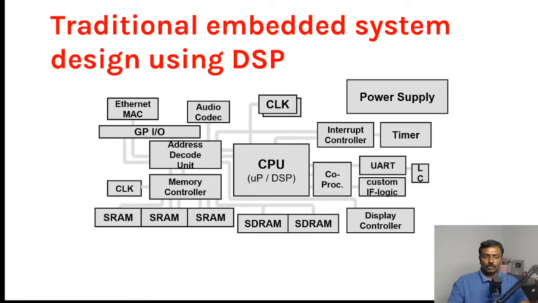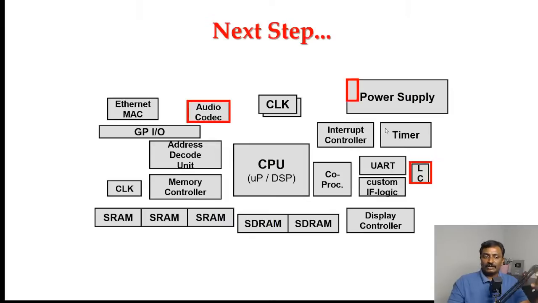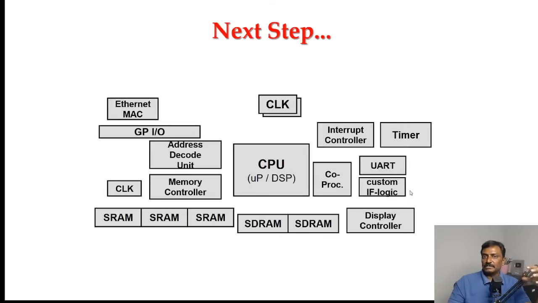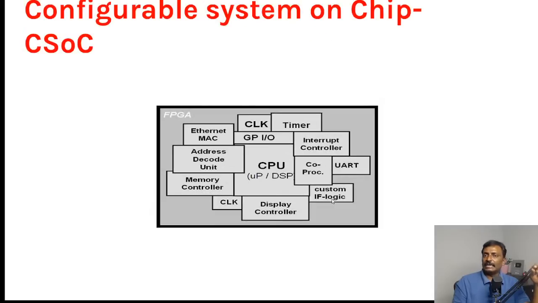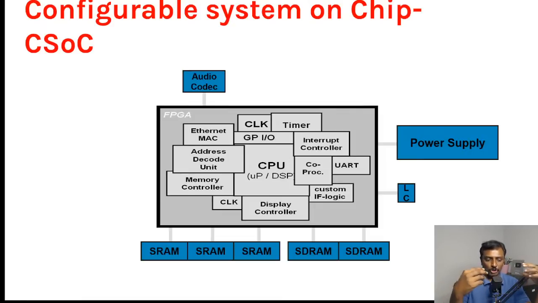The power supply IC, you cannot keep inside an FPGA. The audio codec will have analog signal processing, so that also you cannot keep inside an FPGA. These connectors cannot be kept. And SRAMs and SDRAMs need more silicon area, so you cannot keep these inside an FPGA. The rest of the part, everything can be incorporated on a single FPGA. The power supply, the audio codec, and SRAMs and SDRAMs, you could interface externally. By this way, you could reduce the number of chips when you design with FPGA.